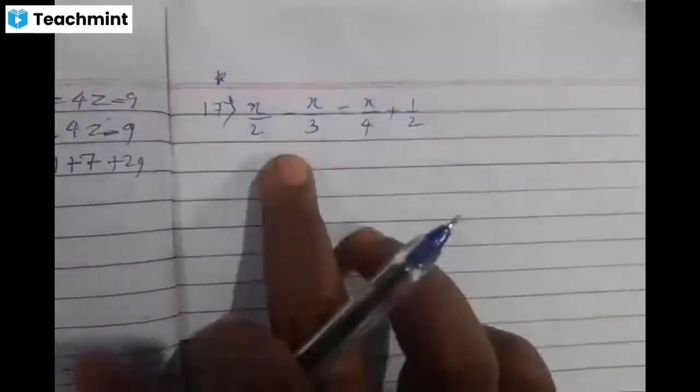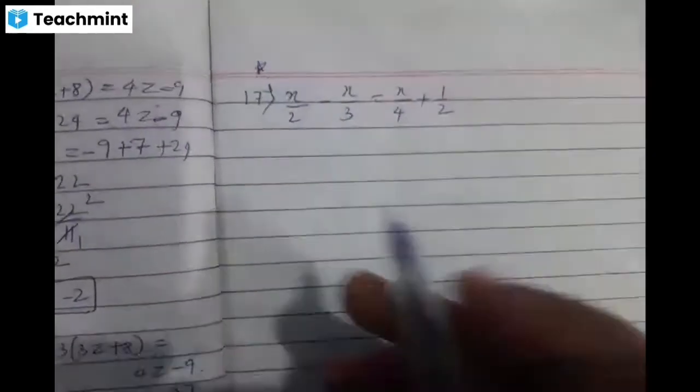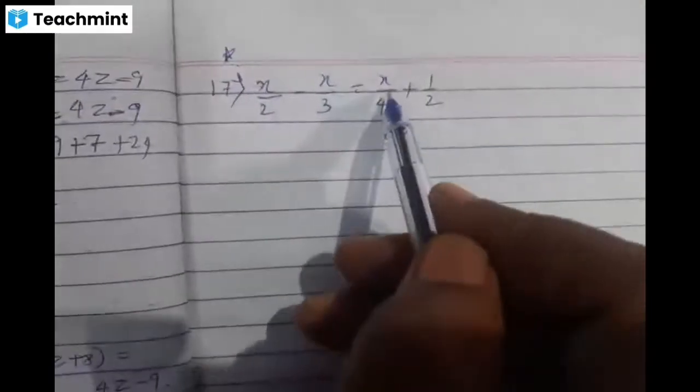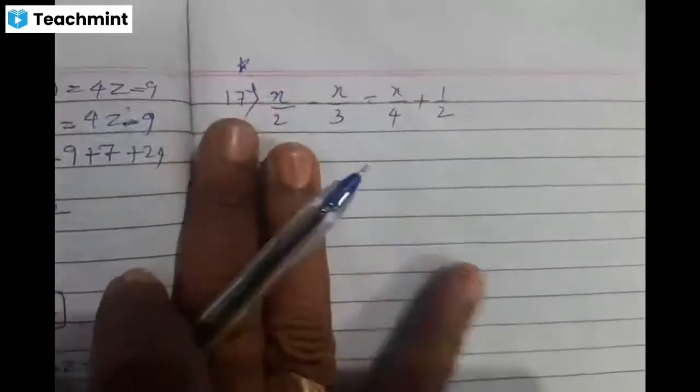What we do here is, you can simplify the left hand side and right hand side separately, or there are two methods, children, in this. You can group the like terms, like x on the right hand side, you can take it to the left hand side.